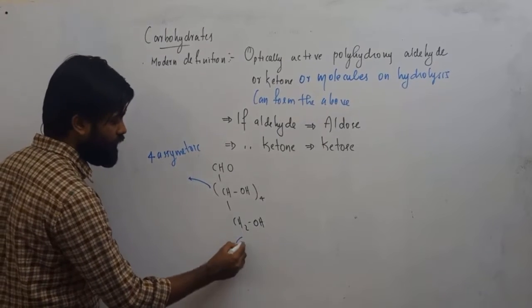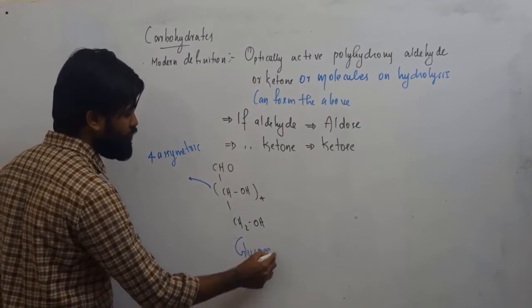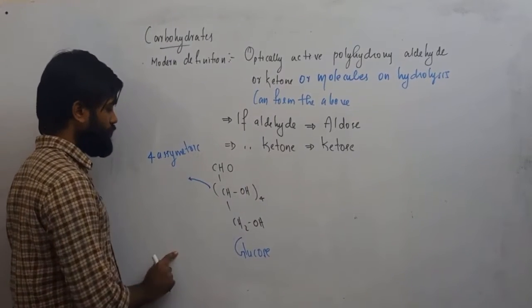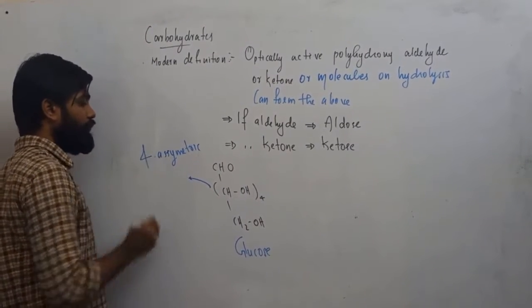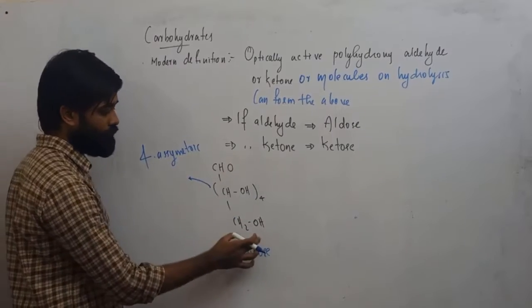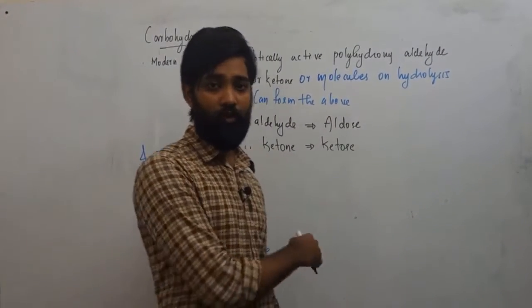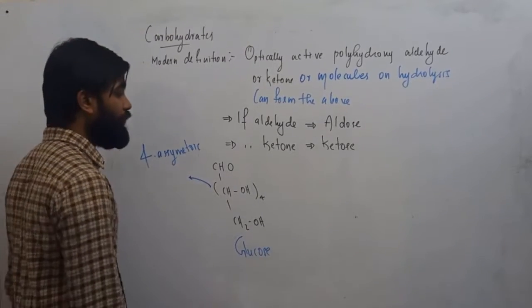This is the structure called glucose. We all know that glucose belongs to the carbohydrates. It has 4 asymmetric carbons, it has an aldehyde, and it has a number of OH groups. So this is a polyhydroxy optically active aldehyde. This is an aldose. Glucose is an aldose.